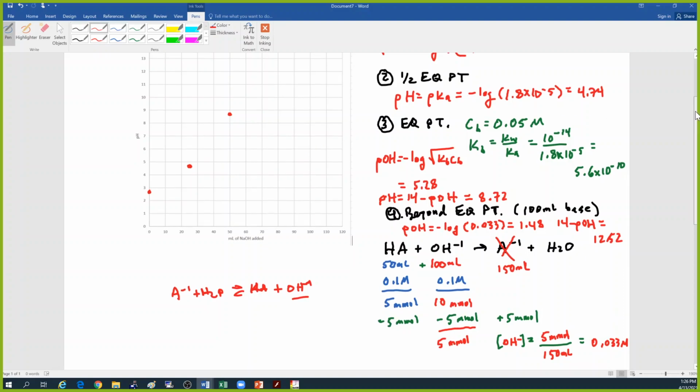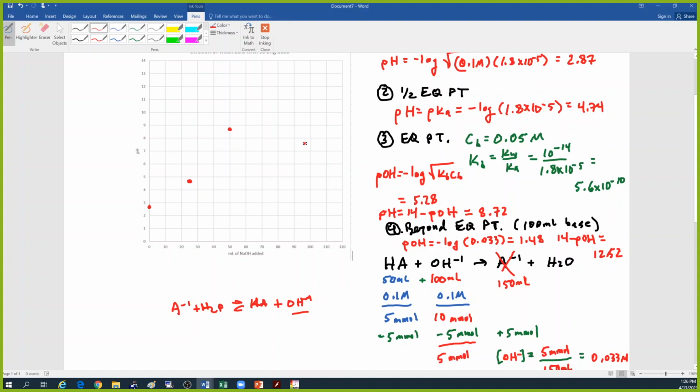So I'm going to have to scroll up a little bit here, maybe. Okay, here we go. So here's my 100 milliliters. I'm going for like 12 and a half, so somewhere around here. And now we can sketch the curve.